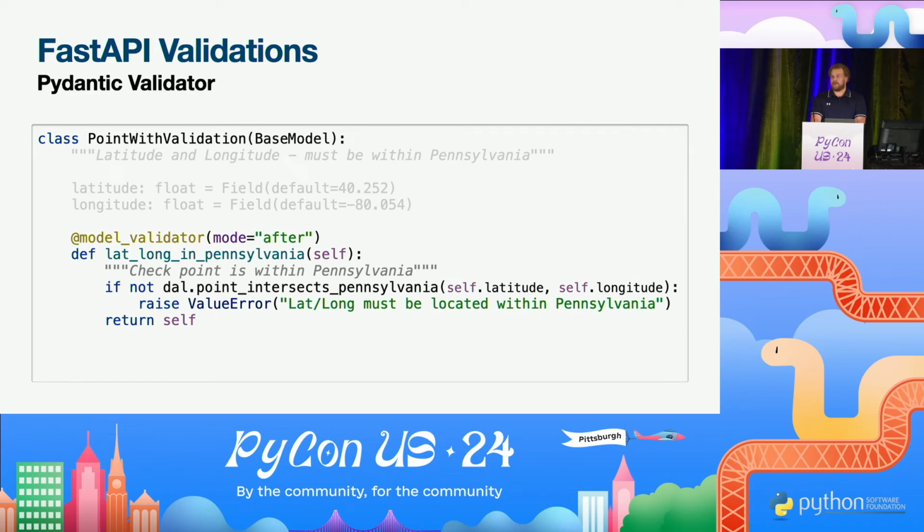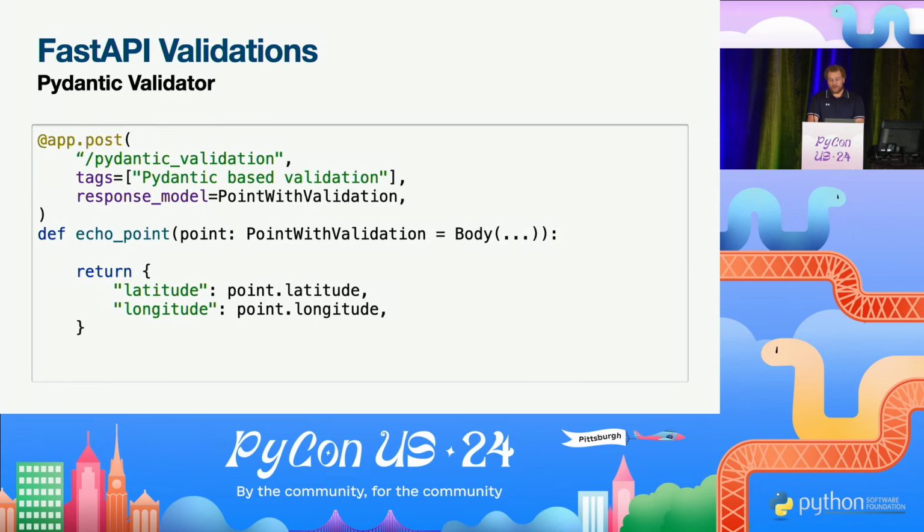If we move on, though, down to this model validator, you notice that it's basically the same as the endpoint dependency function that we specified. We check again if that point intersects Pennsylvania. But notice that instead of raising a straight 422, we actually raise a ValueError, and that's just because, luckily for us, Pydantic will take care of that for us and return the 422 on our behalf. So if that validation runs into no issues, this endpoint is just going to echo back your point to you.